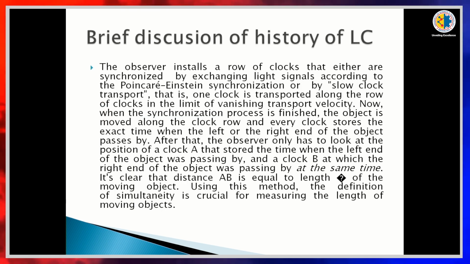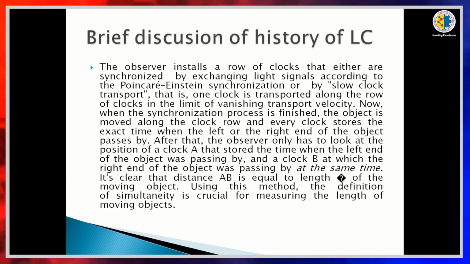Now, we are going to discuss some brief history of Lorentz contraction. The observer installs a row of clocks that either are synchronized by exchanging light signals according to the Poincare-Einstein synchronization or by slow clock transport. That is, one clock is transported along the row of clocks in the limit of vanishing transport velocity. When the synchronization process is finished, the object is moved along the clock row and every clock stores the exact time when the left or the right end of the object passes by.